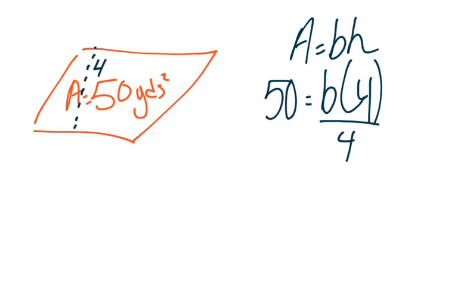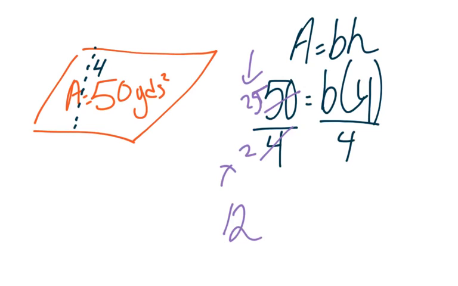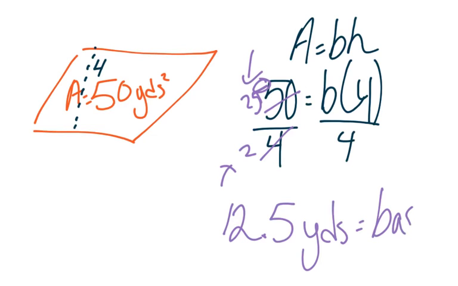The opposite of multiplying is dividing. 50 divided by 4. Remember, you don't have to throw it immediately into long division. Fractions represent division too, and you could simplify this. Divide them both by 2. 50 divided by 2 is 25. 4 divided by 2 is 2. Okay, I can see now that this is an odd number, and dividing by 2, I'm going to get a decimal or a fractional answer. But let's see, I know that half of 24 is 12. So half of that 1 extra is going to be a half. 12.5 yards, not yards to the power of 2, just yards, is the length of my base.